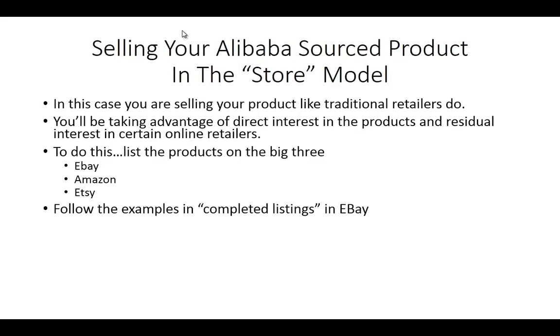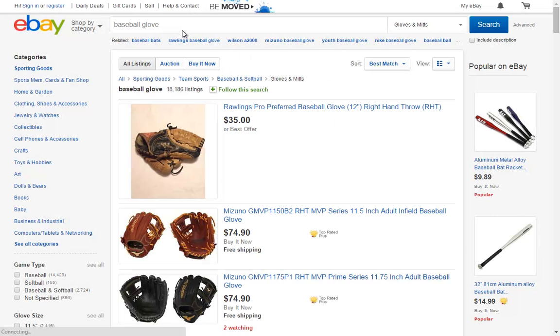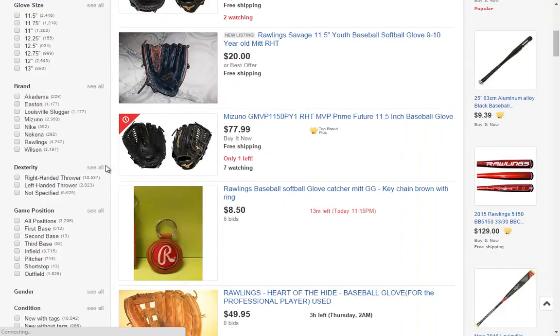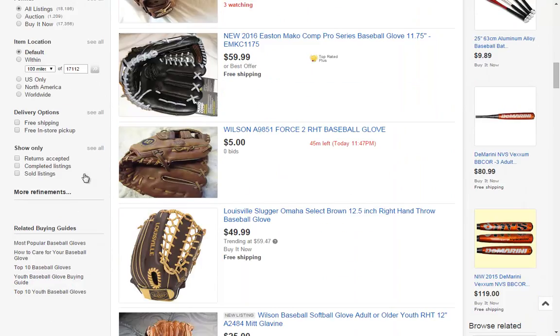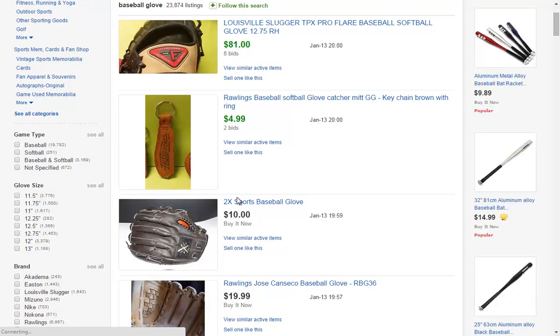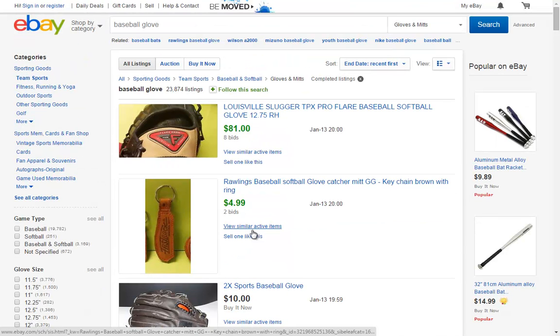Now, what you're going to be doing when you look at eBay is you're going to be following the examples of completed listings. Now, let's take a look at what we mean by that. When we look at our general category, we're not just going to look at items sold. We want to look at items that are completed in order to do our primary research, in order to determine what it is we're going to do. We're going to click completed listings, and then we are going to follow the examples and do pretty much what the market tells us in terms of being able to place our product on the eBay marketplace.